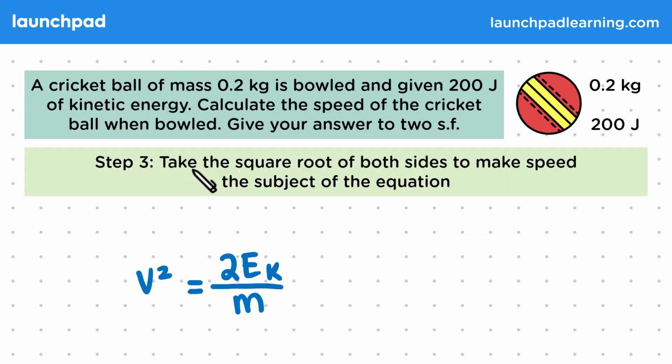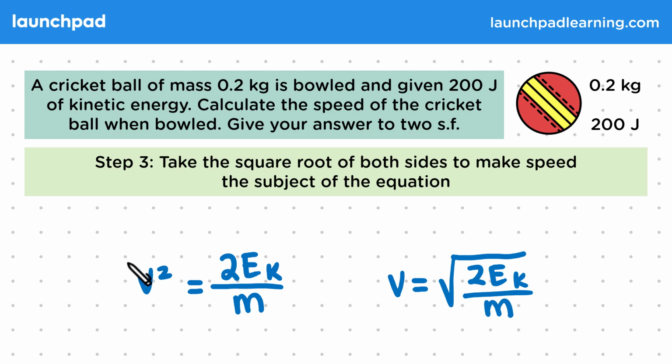For step 3, let's take the square root of both sides of the equation to make speed the subject of the equation. So v is equal to the square root of 2EK divided by m. And it was really important to bring v squared to one side first, as we must take the square root of the whole side, not just one term.